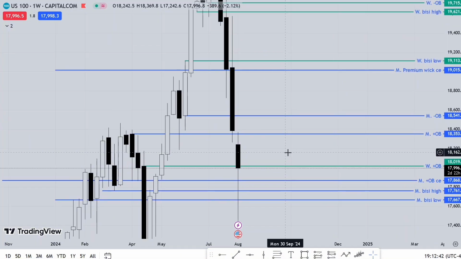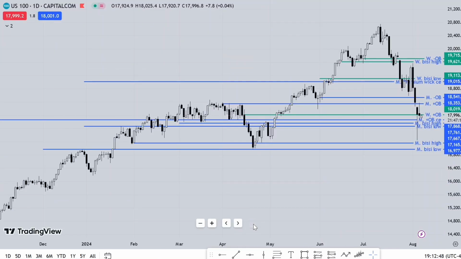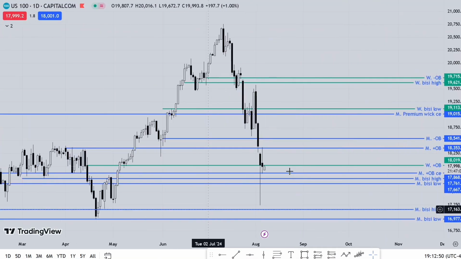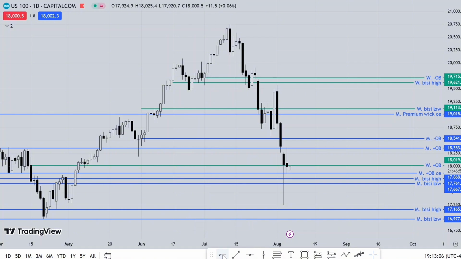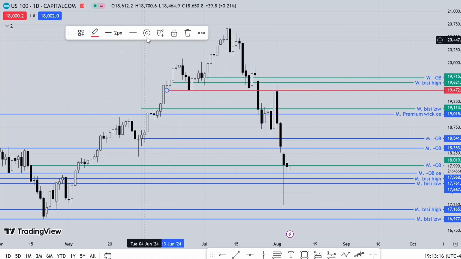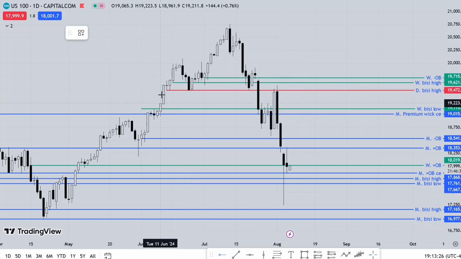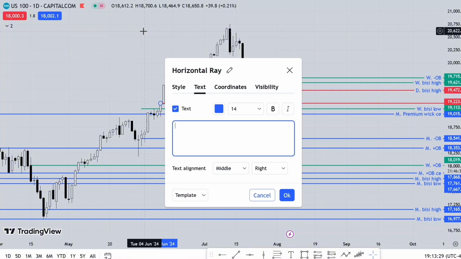So now on the daily time frame, this is what we have here on the daily time frame. So on the daily time frame, you have this imbalance here, this BC. So here, let's make this red. So call this daily BC high, and below it you have the daily BC low.